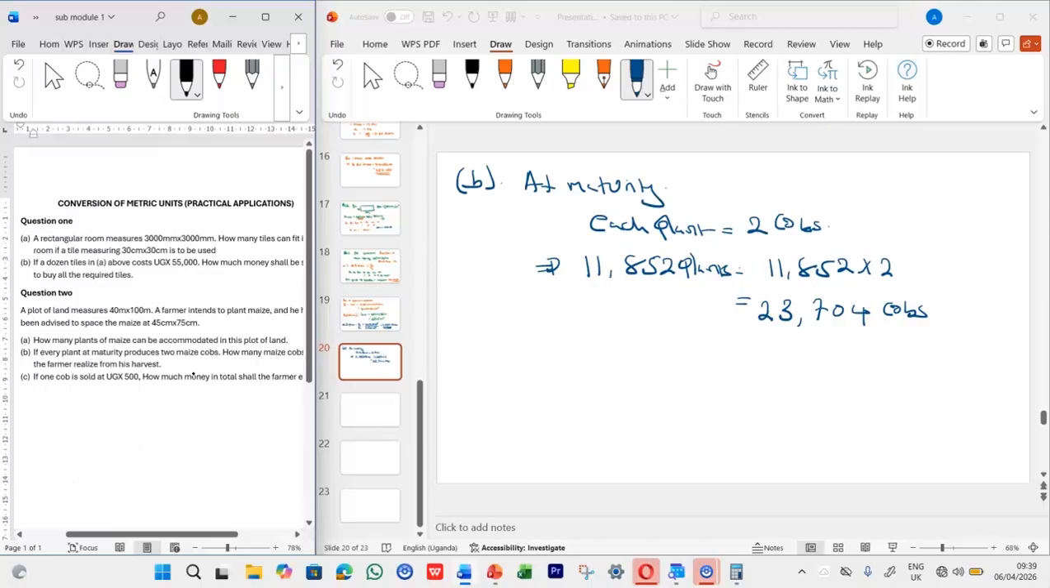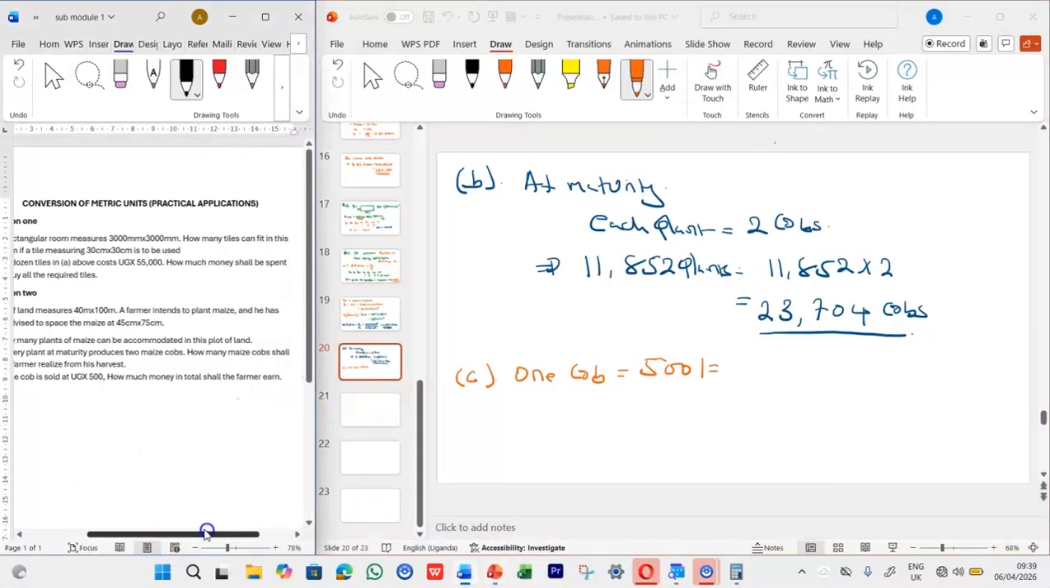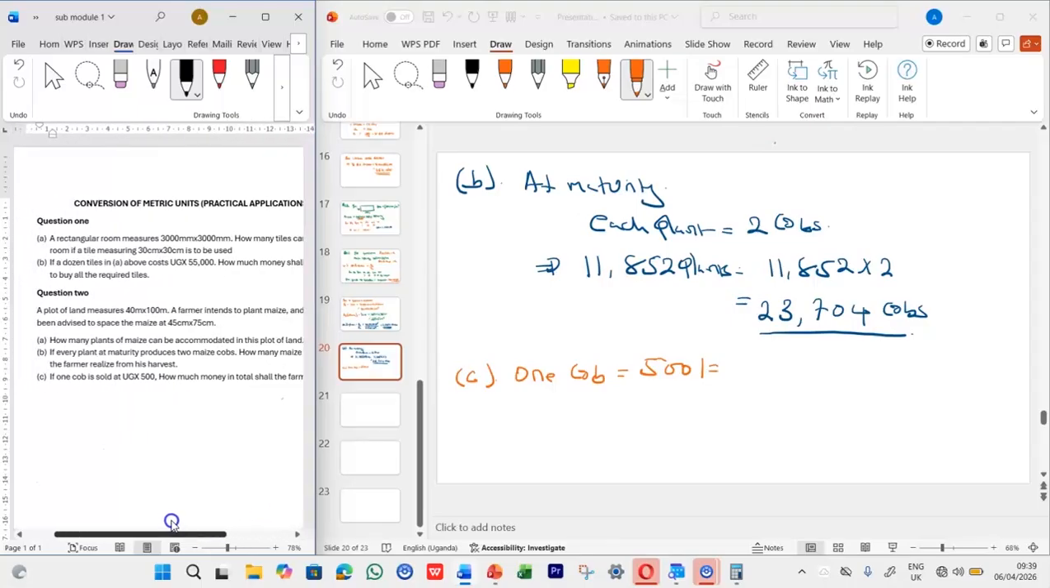Back to the question: if every plant at maturity produces 2 maize cobs, how many maize cobs will the farmer realize from his harvest? The farmer will realize that. And now in part C, if one cob is sold at 500 shillings, how much money in total shall the farmer earn?